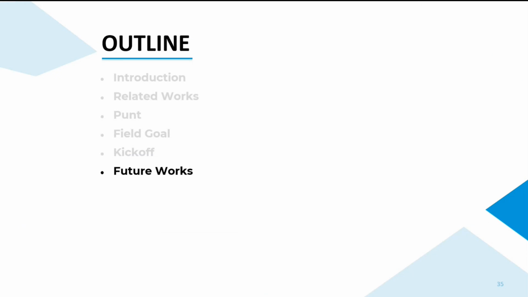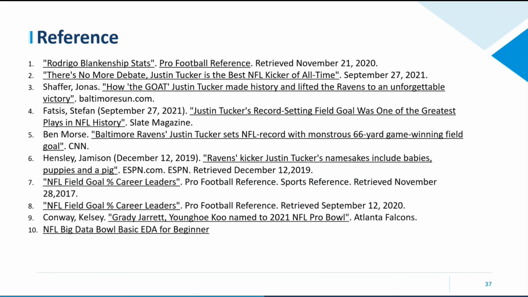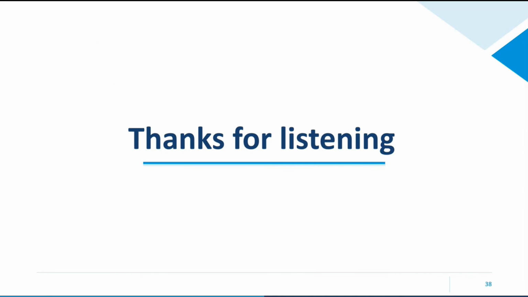At the end of our presentation, let's talk about our future work. Our future work is to prove that the analysis we have done can indeed influence the final score. To accomplish this goal, there are 2 ways we can do it: find a correlation between the performance we focus on and the final score, or collect the final score of each game, then reanalyze the features. That is our reference, and thanks for listening.